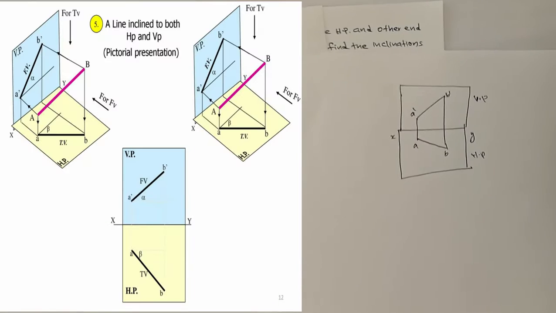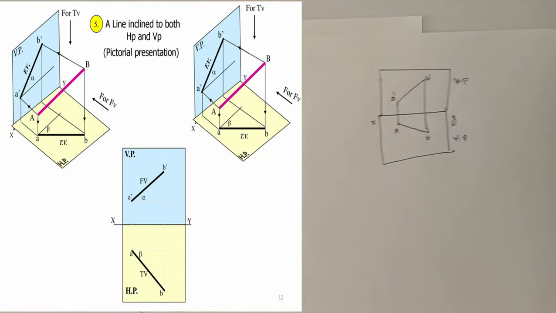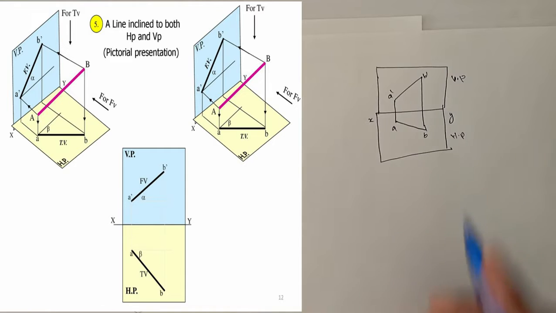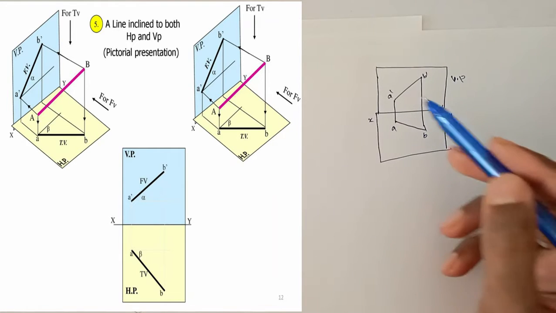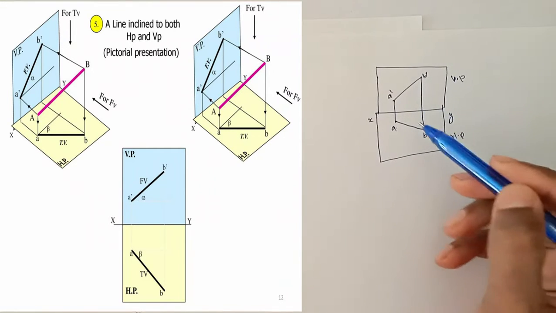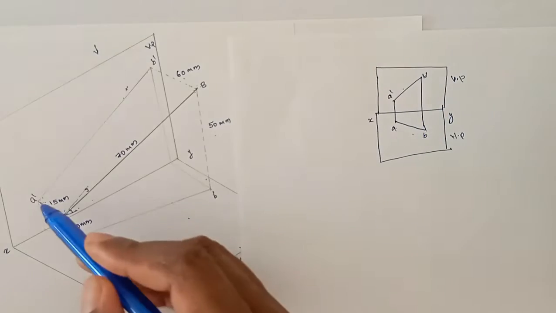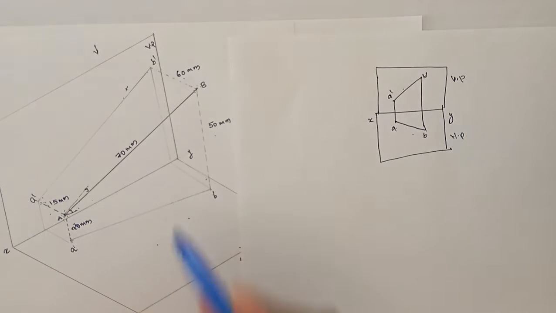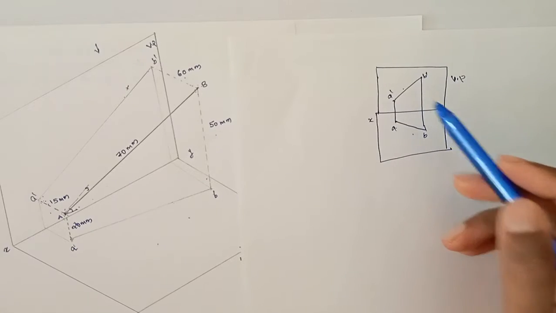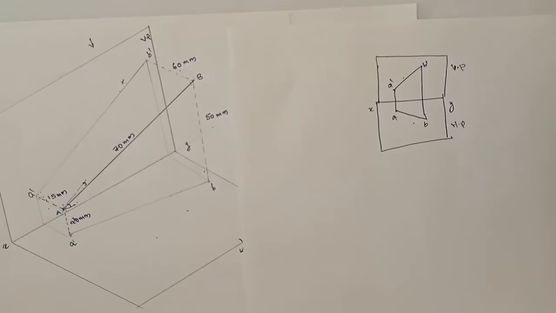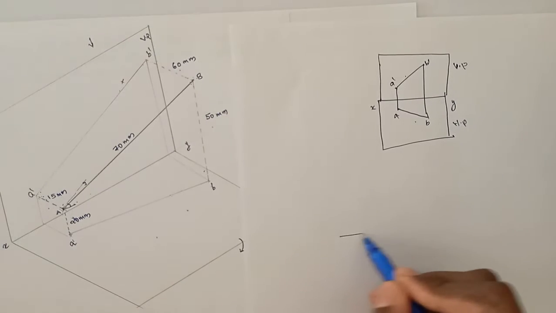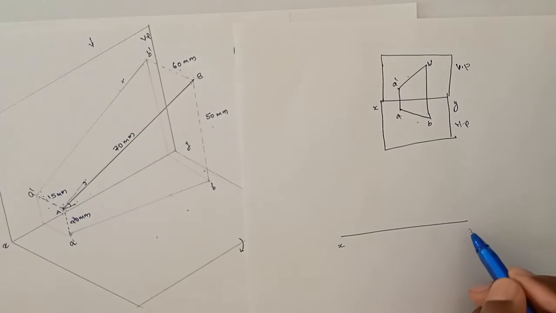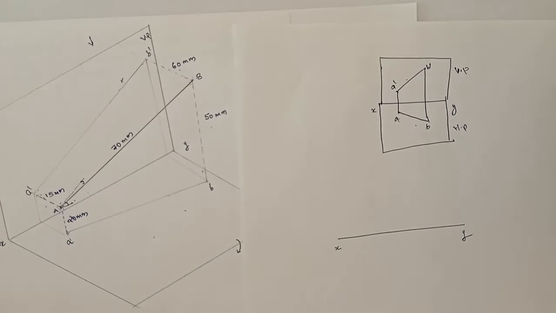Here after the rotation of the horizontal plane, we will get A dash, B dash, AB. This is our front view, this is our top view. A dash, B dash, front view, AB, top view. So let's try to draw this image, right? This is our XY line, okay?